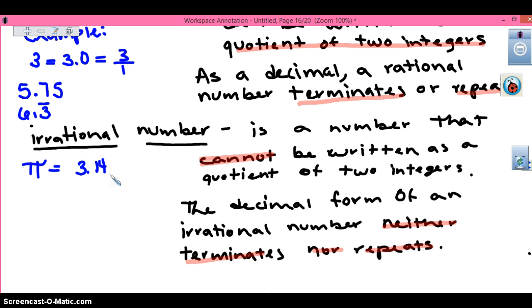3.14 is just the beginning, but it's 3.1415, and it goes on and on and on forever. It never repeats and never ends. So it neither terminates nor repeats. Another example of an irrational number is the square root of 7. The square root of 7 in decimal form would be 2.6457, and it goes on and on and on and on. It does not terminate and does not repeat.